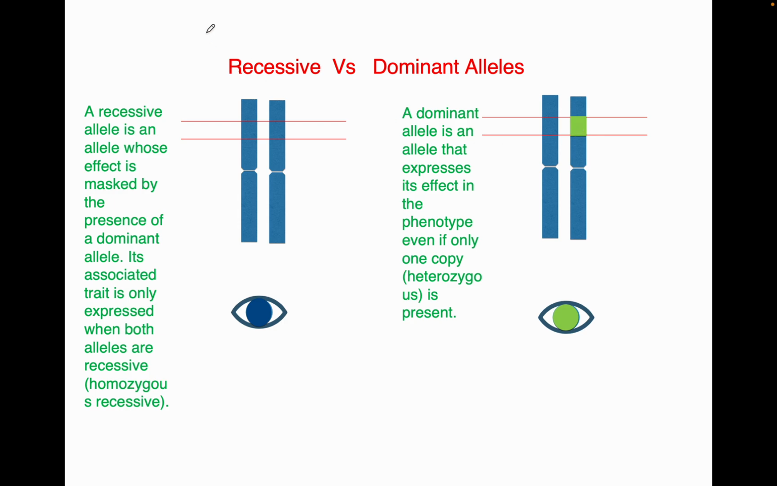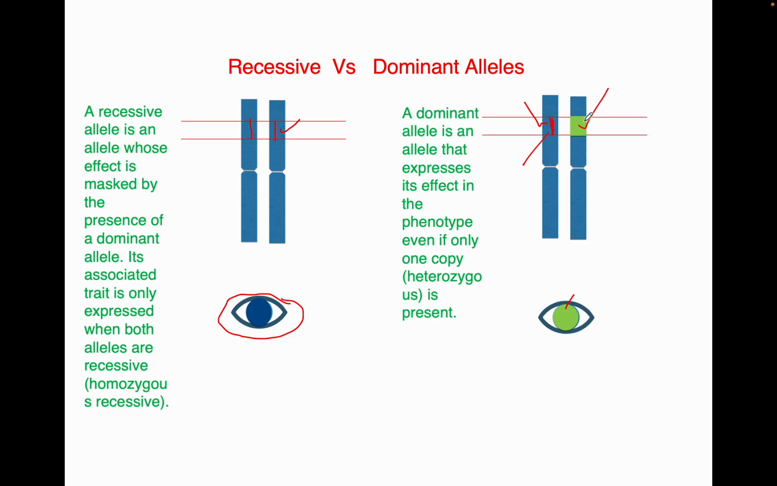Recessive versus dominant. A recessive allele is an allele whose effect is masked by the presence of a dominant allele. Its associated trait is only expressed when both alleles are recessive. For example, these are two alleles, and when both of the alleles are there, then the phenotype is there, which means this allele is a recessive allele. Now look, in this case, this is one allele, this is another allele, and here this allele is present, but its effect is masked by this allele.